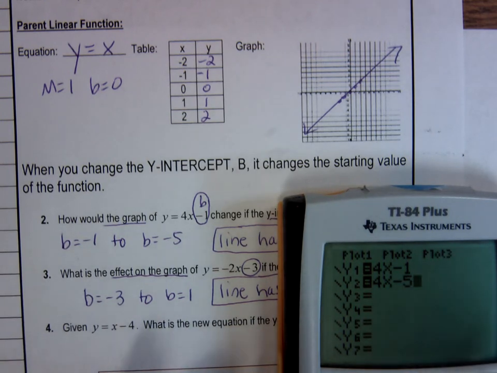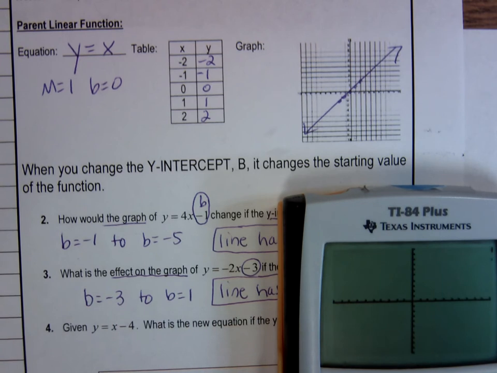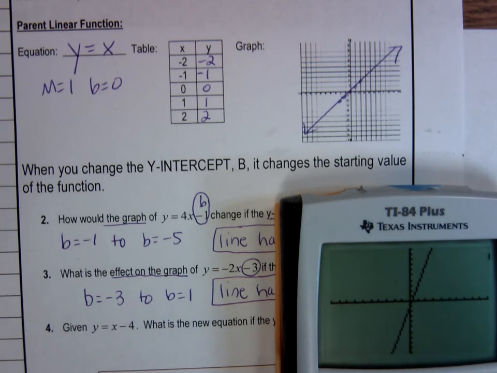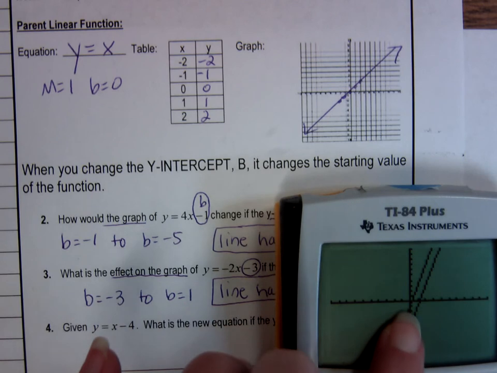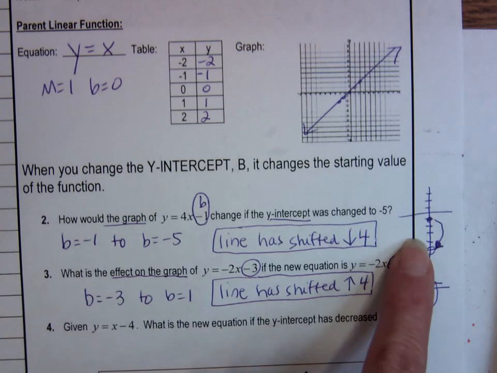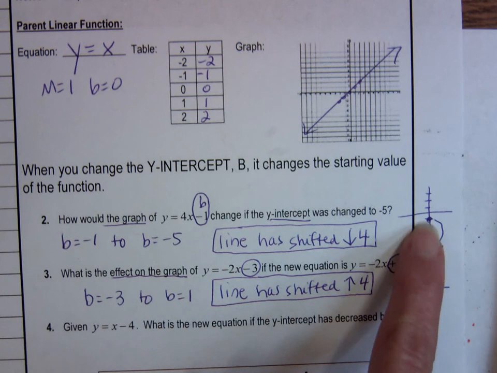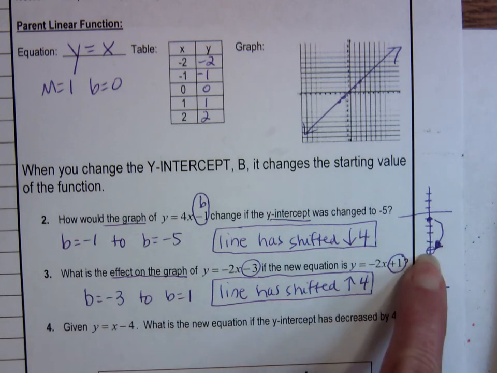If we go to the graph, let's see what happens. Here's the minus 1. Here's the minus 5. You see how the first one is higher up on the y-axis than the other one is. You can see that it has gone down 4 spaces on the y-axis. So our graph is very similar to the places that we talked about here. It was on the negative 1. It went to the negative 5. Let's look at the next one.